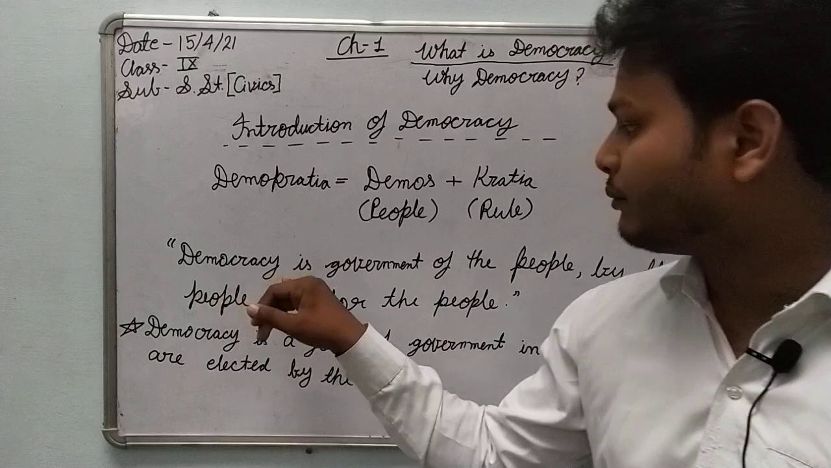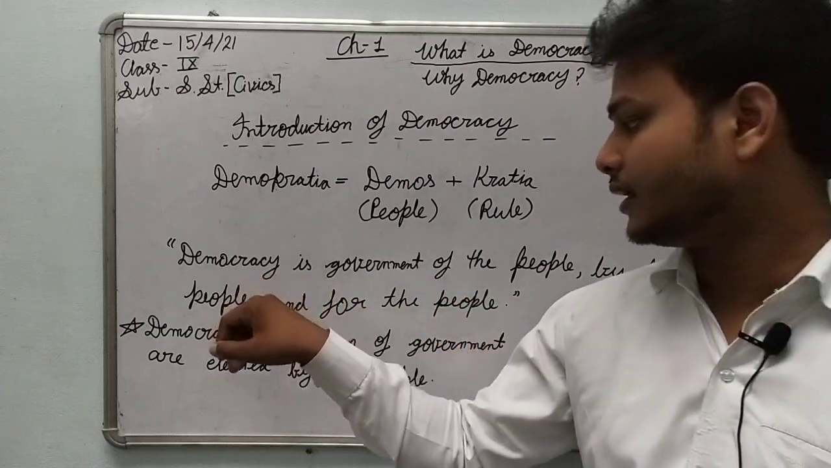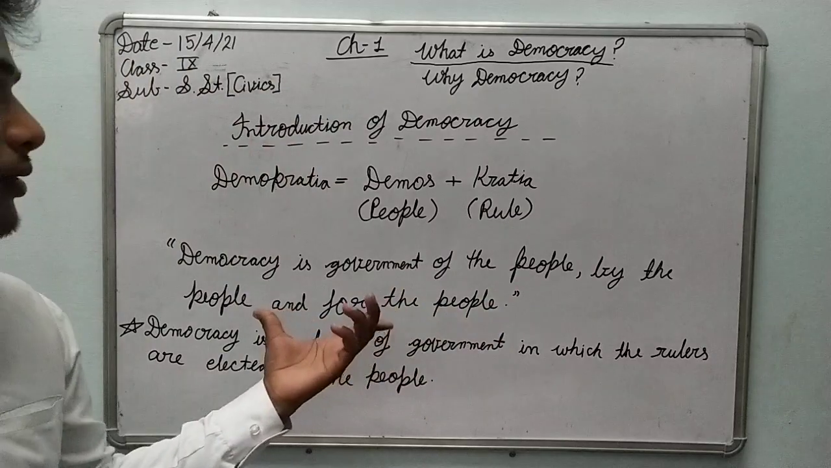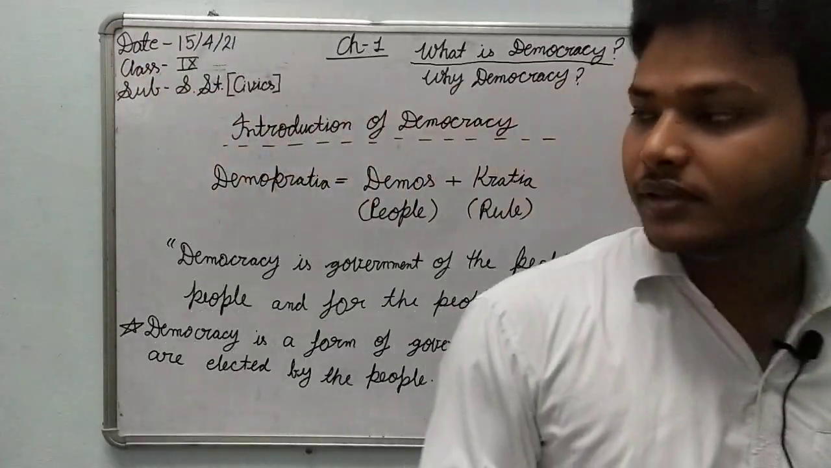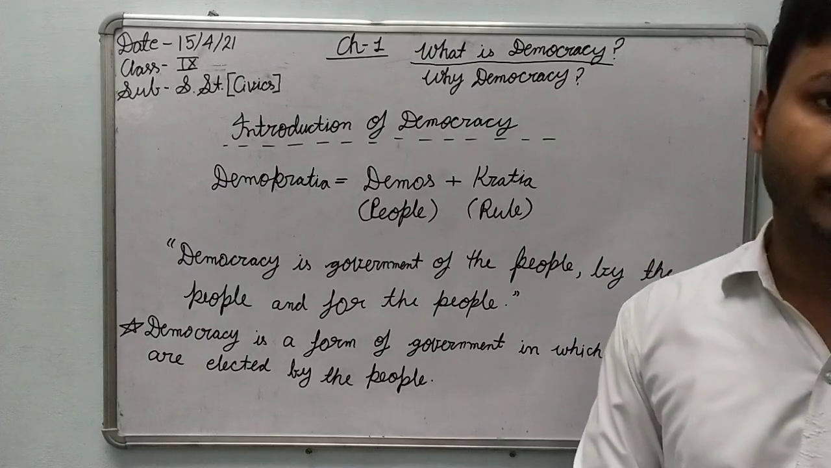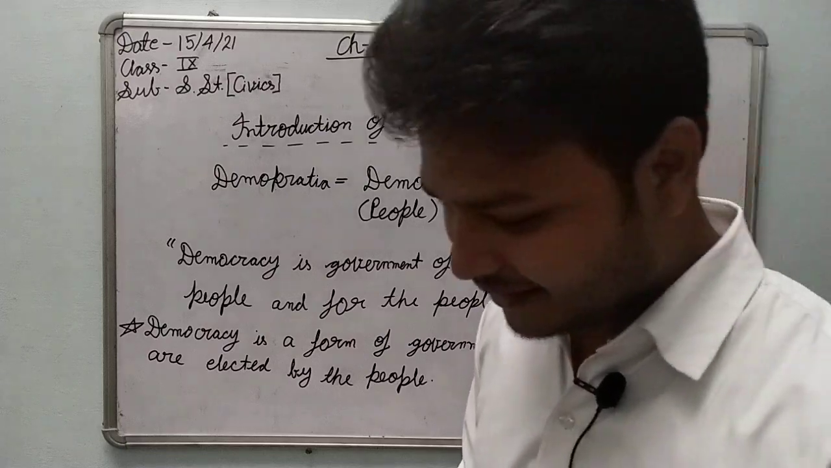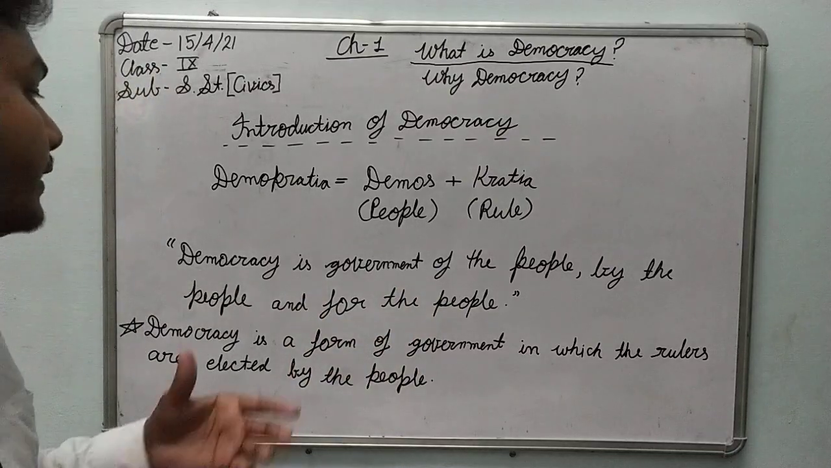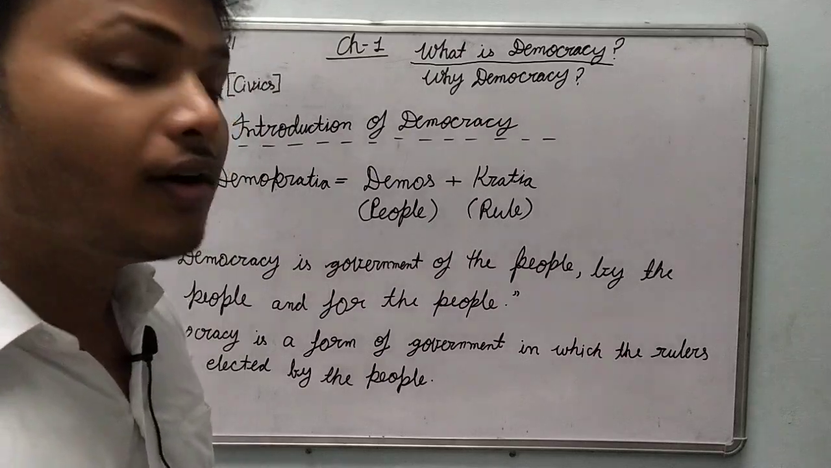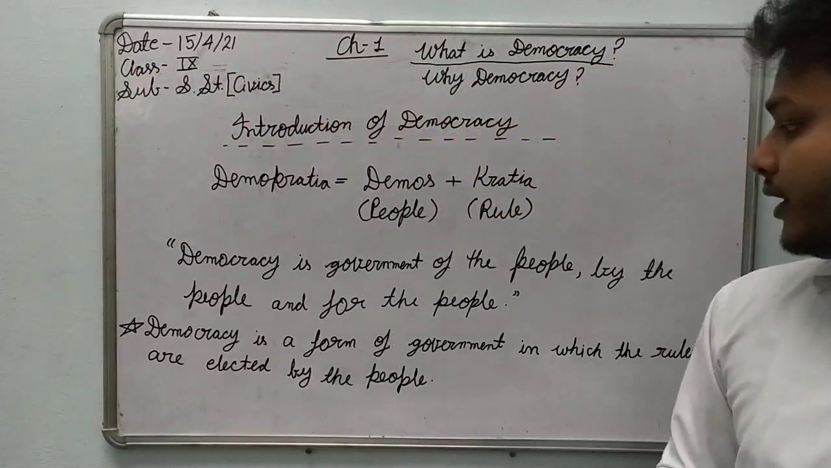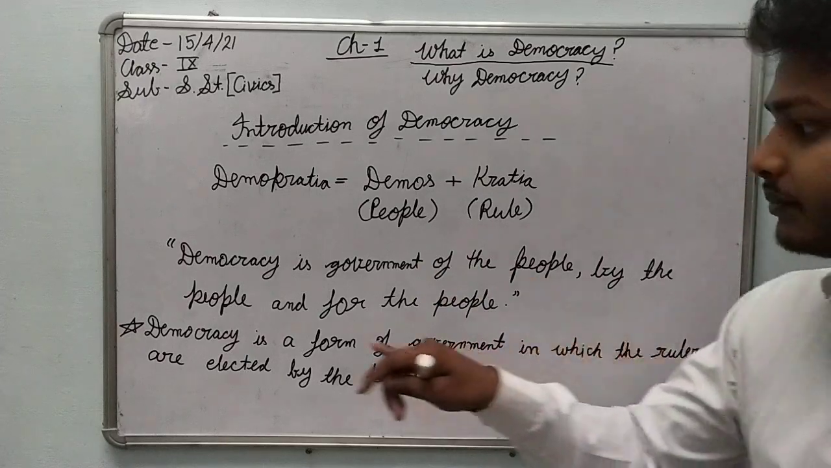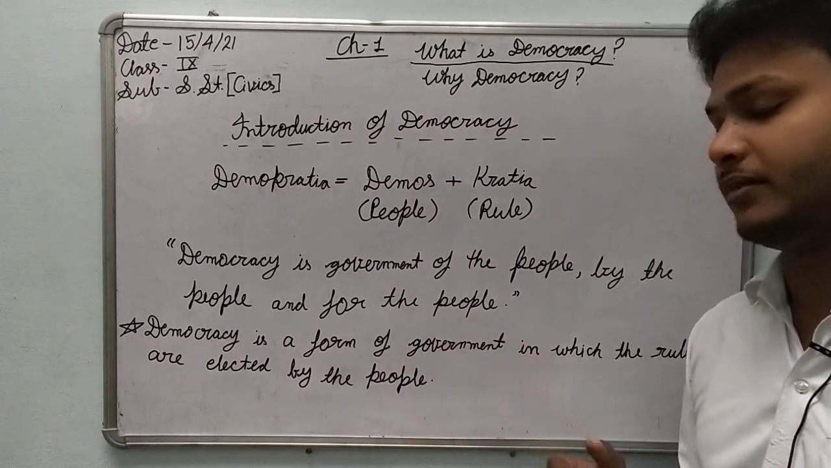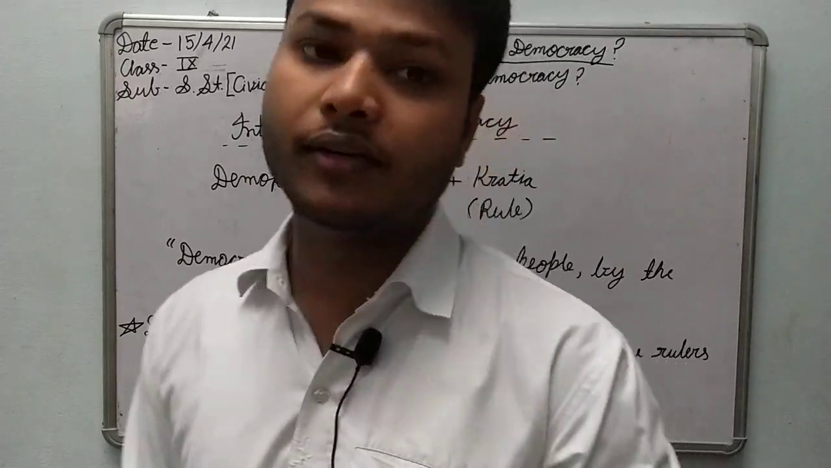as you can see, democracy is government of the people, by the people and for the people. These are the lines that Abraham Lincoln said first. That means these lines were used by Abraham Lincoln. Okay, he was the president of America, and he first used these lines regarding democracy. He first told that democracy is government of the people. What is democracy? It is the government of the people, a government where people rule, by the people, that means the government of that country is elected by the people, okay, and for the people, and whatever work that government does, it does for the people of that country.